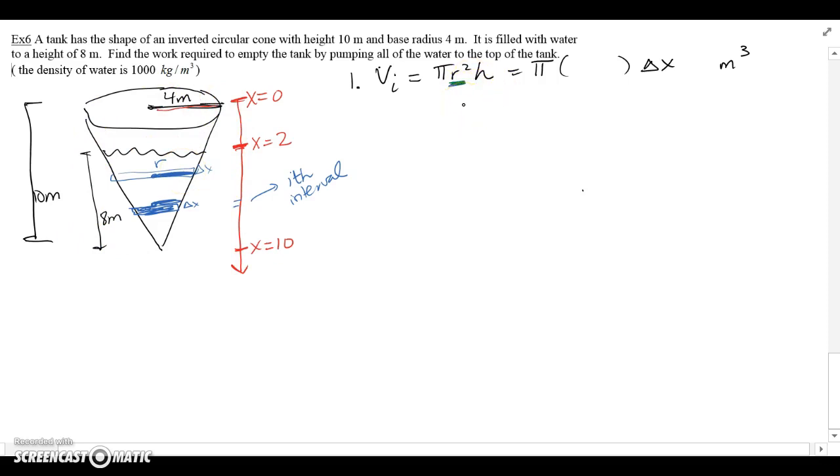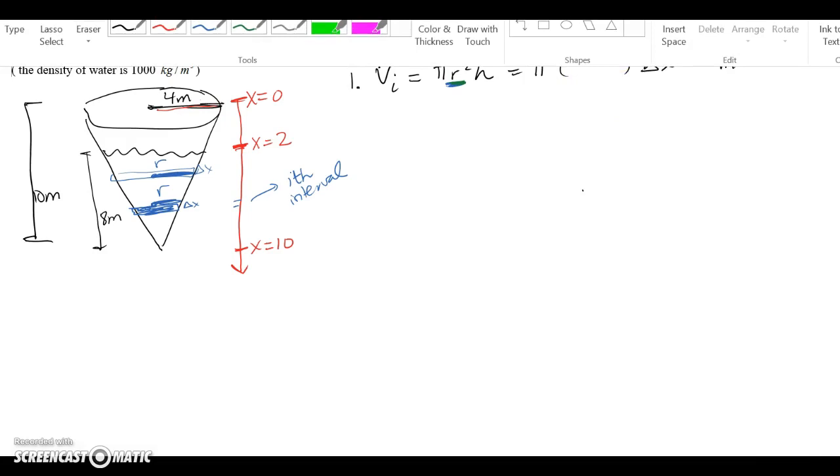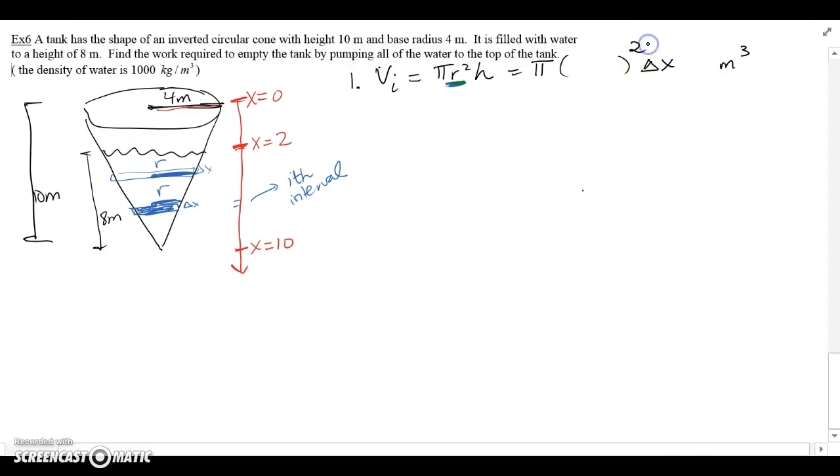So I have to come up with a representation for the radius in terms of x, the axis that I've set up. So that's one of the things I have to look at, figure out what r is right here or right there, wherever you choose, in terms of x. So we're going to have to do some similar triangles analysis to figure out what to put in for our radius and then square it.